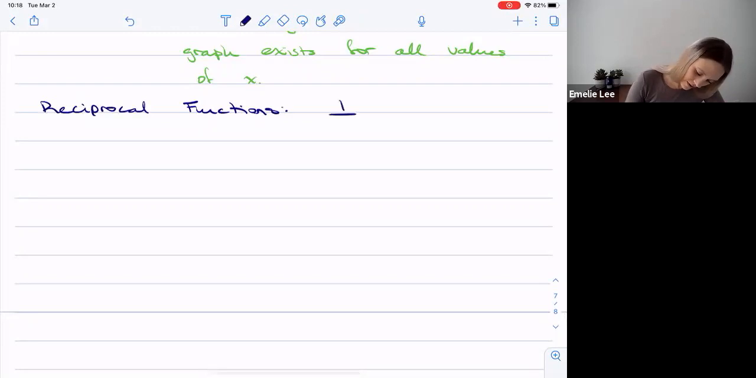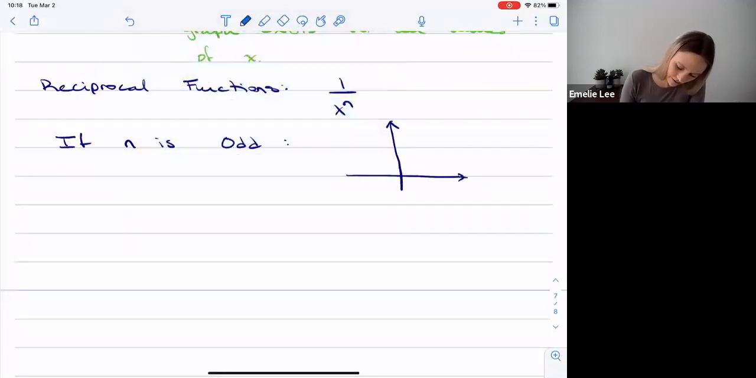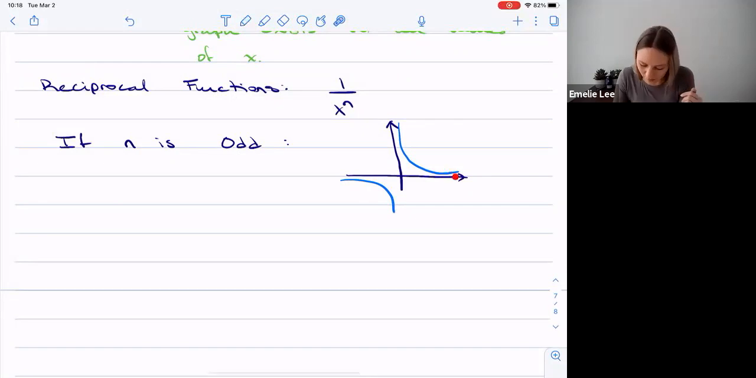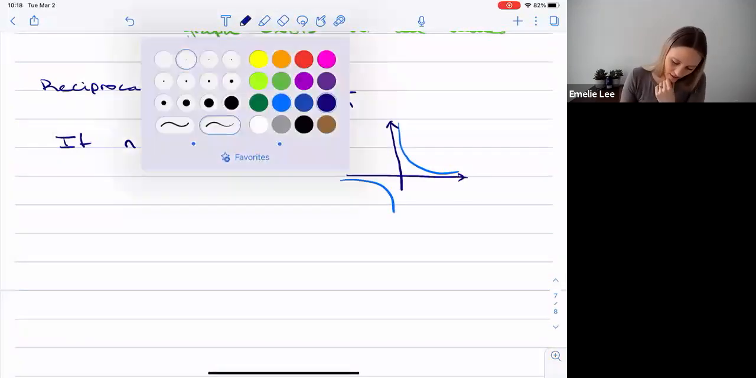if you have 1 over x to the n, that's a reciprocal function. If n, now I'll start referring to n because it gets a little bit confusing, right? If n is odd, then in general we're going to have this type of behavior. That. Okay. I mean, it shouldn't be lifting off here. That was just me being sloppy, but hopefully you're okay with that.